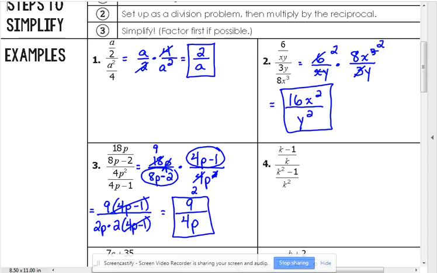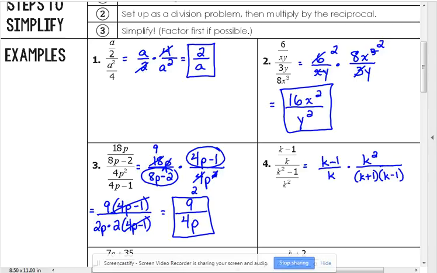So since we had to factor there, on the next problem, let's go ahead and factor while we're flipping, okay? So k minus 1, can't factor that. K, we don't factor that, so keep the top the same. We multiply by the reciprocal, so k squared is now in the numerator. K squared minus 1, difference of perfect squares. K plus 1 times k minus 1.